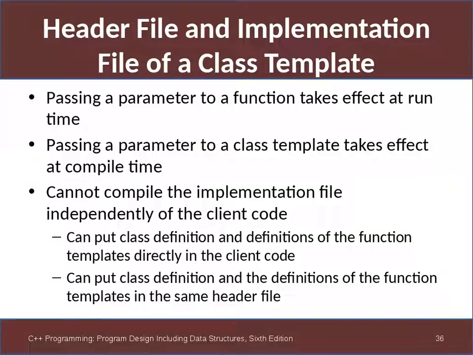Let's see. Passing a parameter to a function takes effect at runtime. Passing a parameter to a class template takes effect at compile time. So here's where it gets real tricky. Oh yeah, can anyone tell me why that's tricky? You cannot compile the implementation file independently of the client code. Why would that be bad?